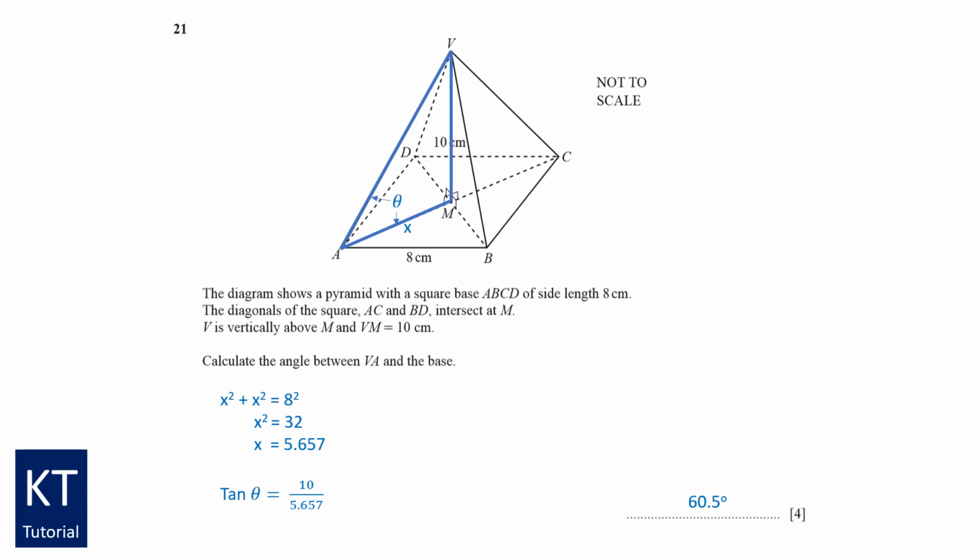The required angle is best represented by theta within the superimposed blue triangle on the diagram. We start by identifying its value of x using the Pythagoras formula. Subsequent to this, we know that tangent theta is equal to 10 over the value of x. With this, we're able to identify the required angle.